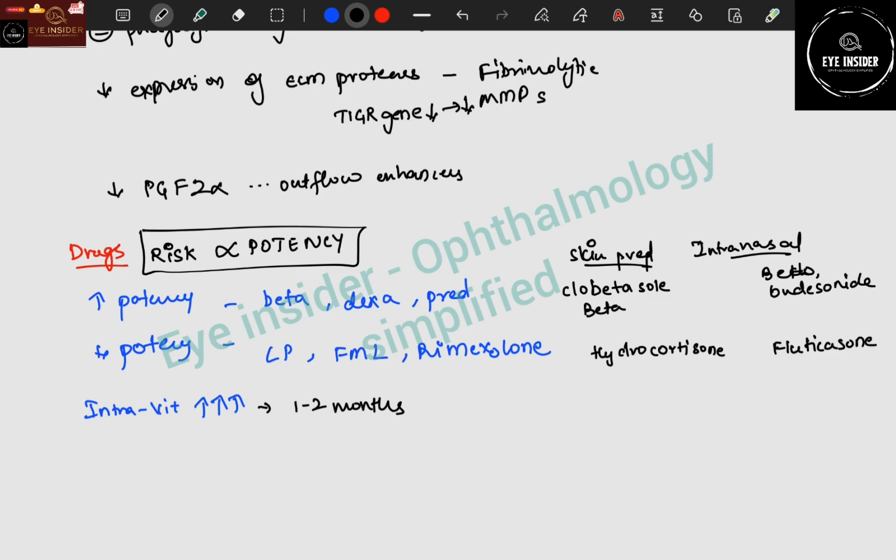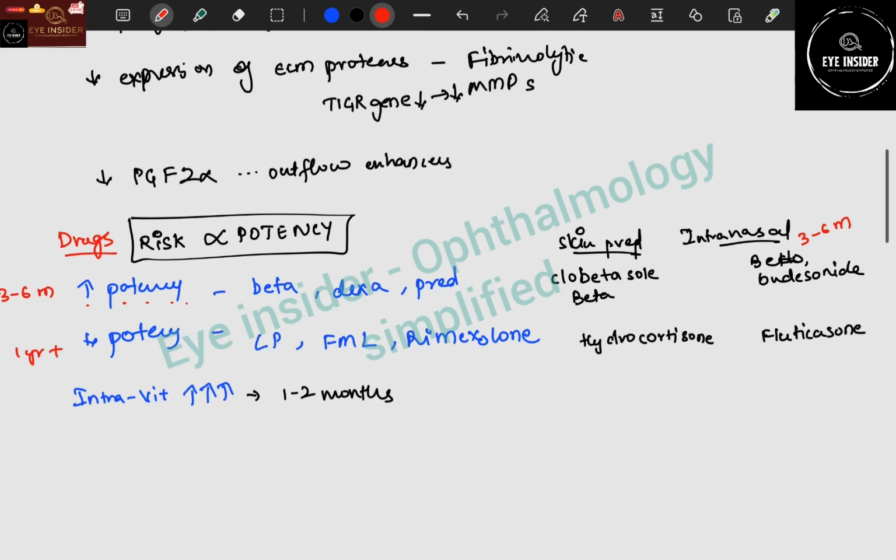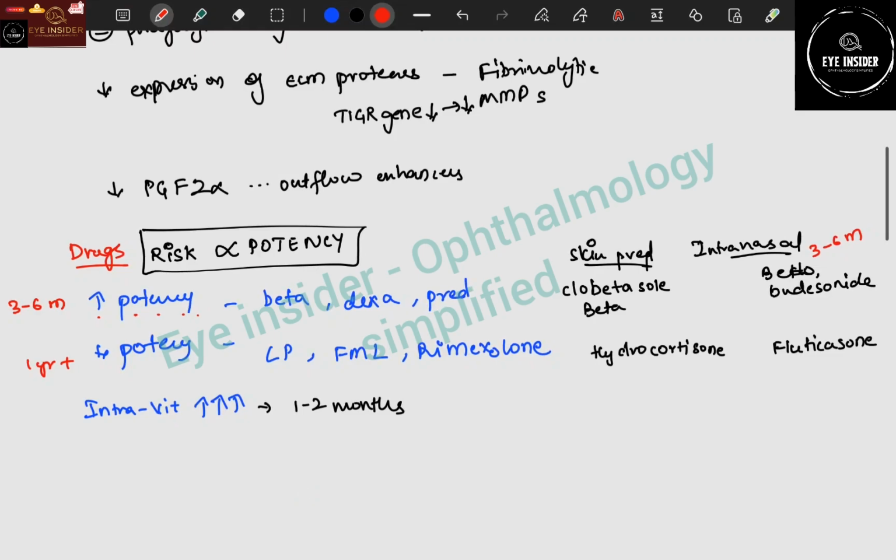Intravitreal injections may lead to glaucoma or IOP rise within 1 to 2 months, whereas high potency drugs may cause it within 3 to 6 months of use, and low potency drugs will take more than 1 year for the development of glaucoma. So it is very important to remember this table.